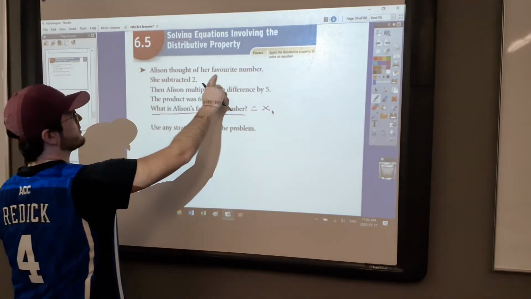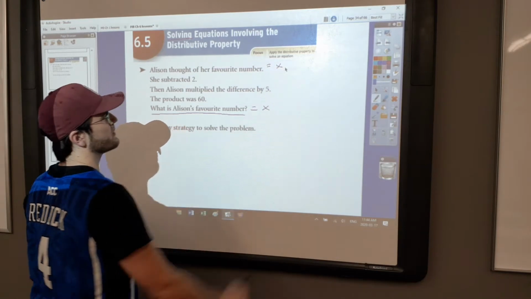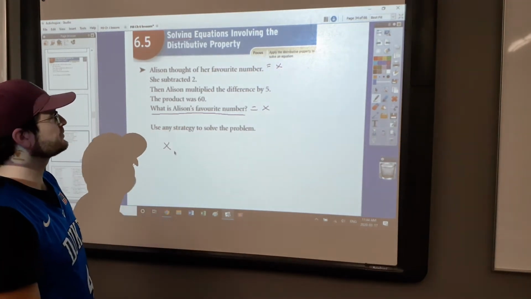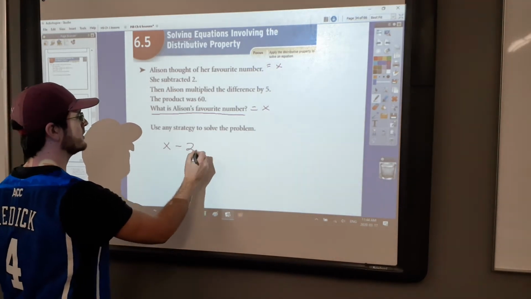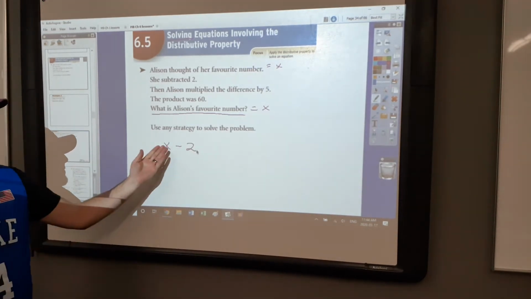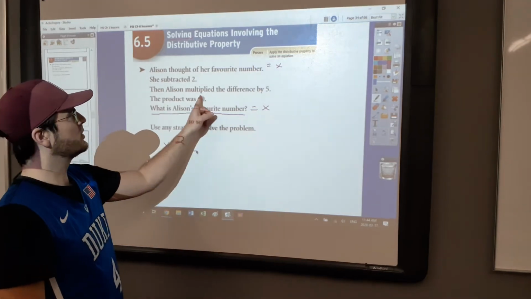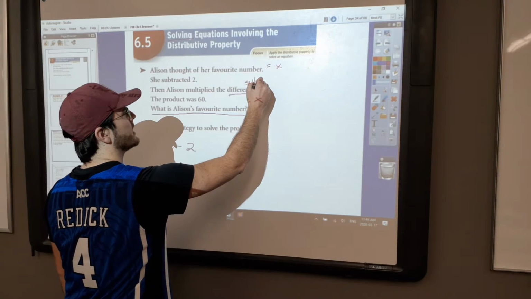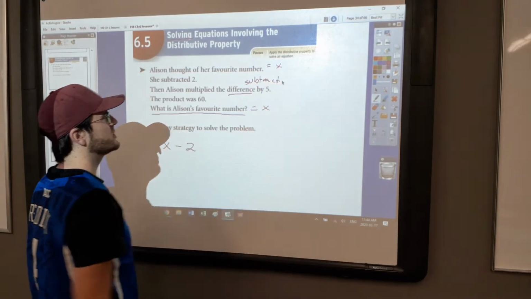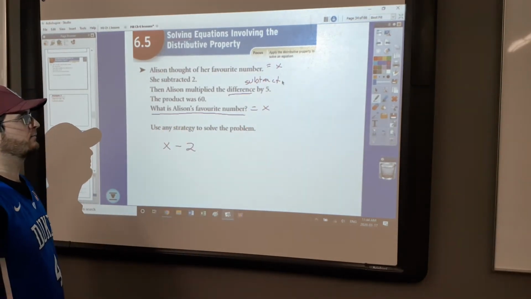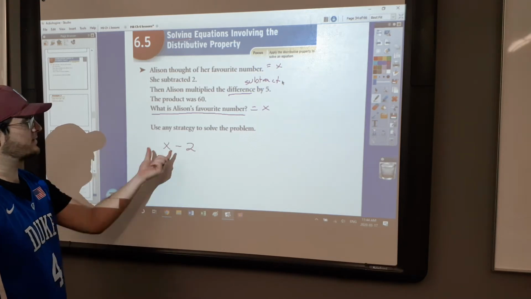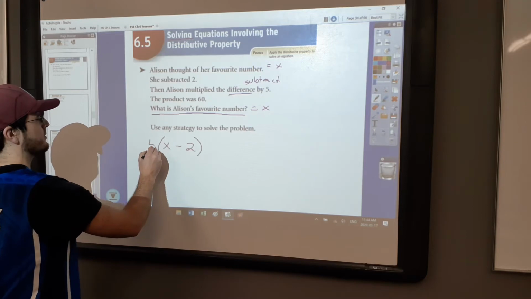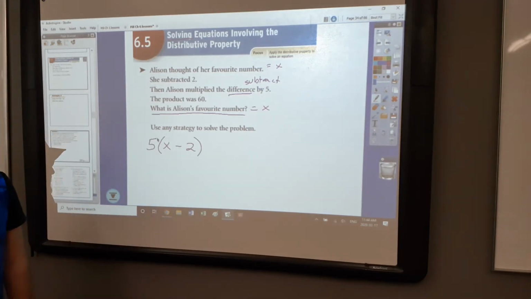Allison thought of her favorite number. In other words, Allison thought of x. So, starting with a number, x. She subtracted 2. That one's an easy one to set up: x minus 2. Then she multiplied the difference by 5. The difference means subtract, right, in math. So she multiplied this whole thing by 5. And that's where we're going to set up the distributive property.